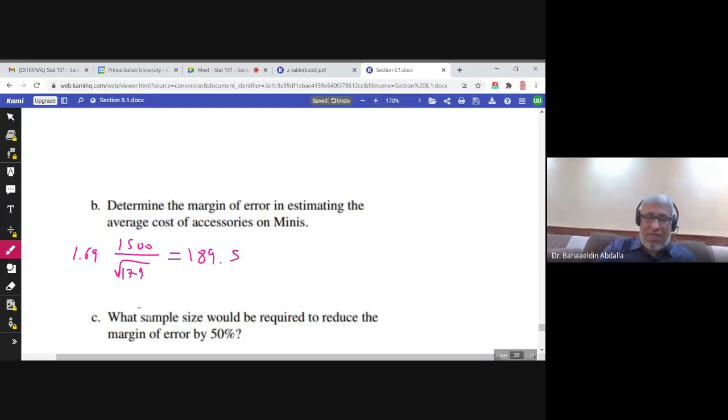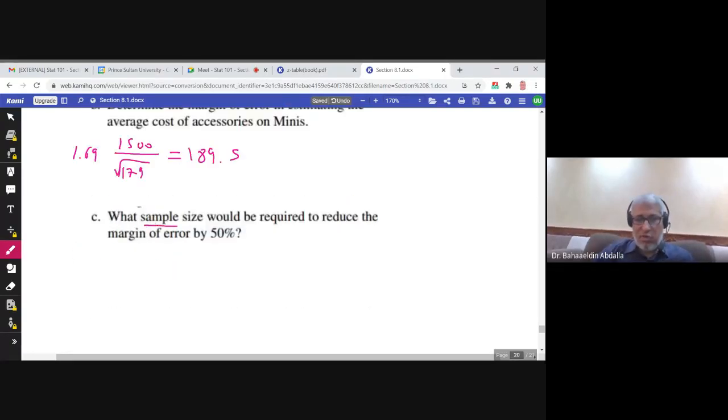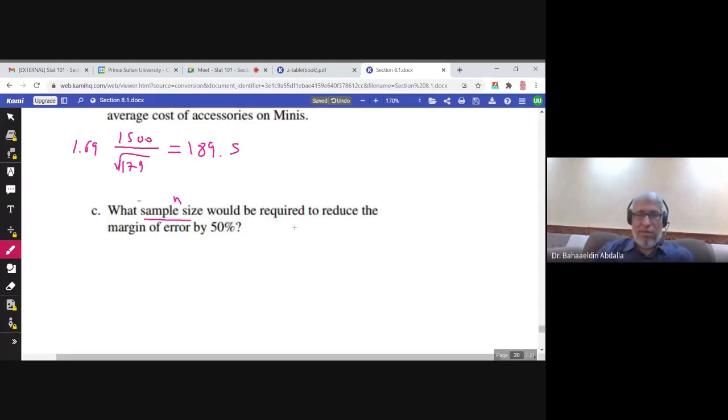Okay, now look at the question: what sample size, so he's asking about n, would be required to reduce the margin of error by 50%. So the margin of error should be reduced by 50%. So the new margin of error would be 189 over 2, so we will have 94.74. So this is the new margin of error. If you reduce it by 50%, you divide this by 2, you have 94.74.